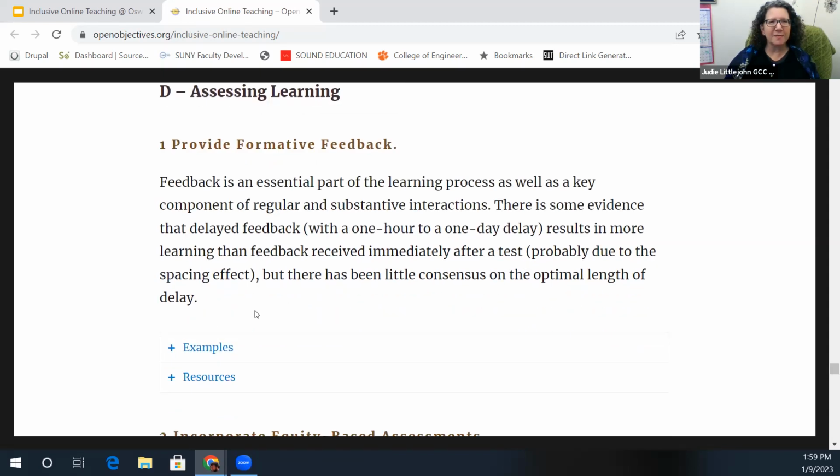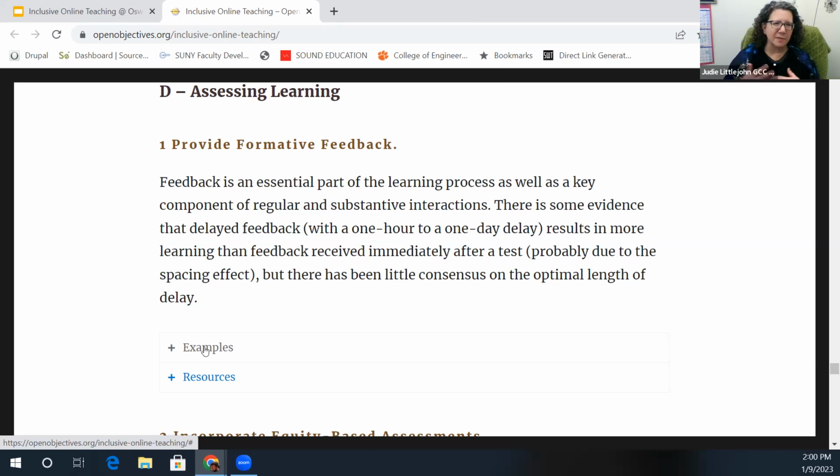Where are we? Formative feedback. So now we're moving on to the fourth part, or D, where we're assessing the students' learning in our inclusive courses. And formative feedback, of course, is a huge part of this. And John wrote this little paragraph here, and I think it's helpful to point out that he wrote the statement that there's some evidence that delayed feedback results in more learning than feedback received immediately after a test.